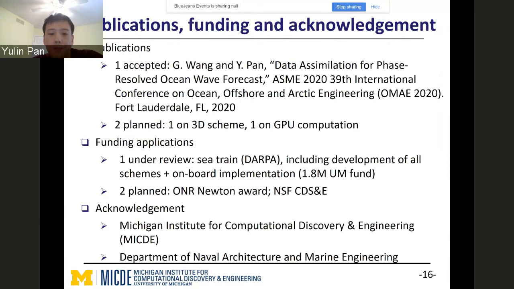And this whole project is led by GE, and in the first phase, the total funding is 10 million, and we have 1.8 million for our part. This will be used for the hydrodynamic optimization, towing tank experiment, and wave prediction. So if we get this, then we'll have sufficient funding for further development of this project. And if not, we still have two alternative choices for ONR and NSF.